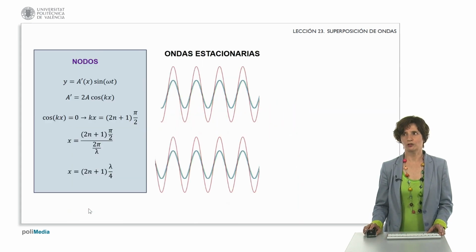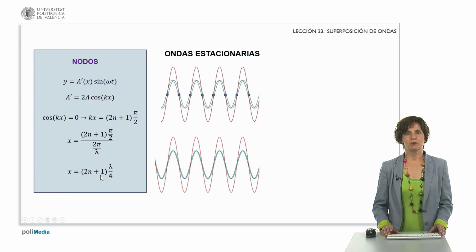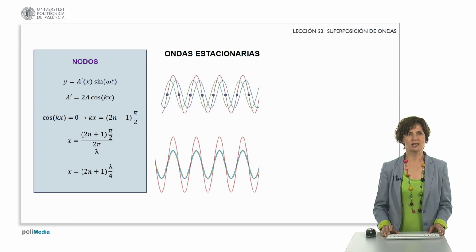The points at which this amplitude A of x is minimum are called nodes. These take place when the cosine of kx is 0, that is, where kx is an odd number of times pi over 2, and therefore x is an odd number of lambda fourths. In the standing wave on the screen, we see marked the points where the nodes occur, separated from each other a half wavelength.